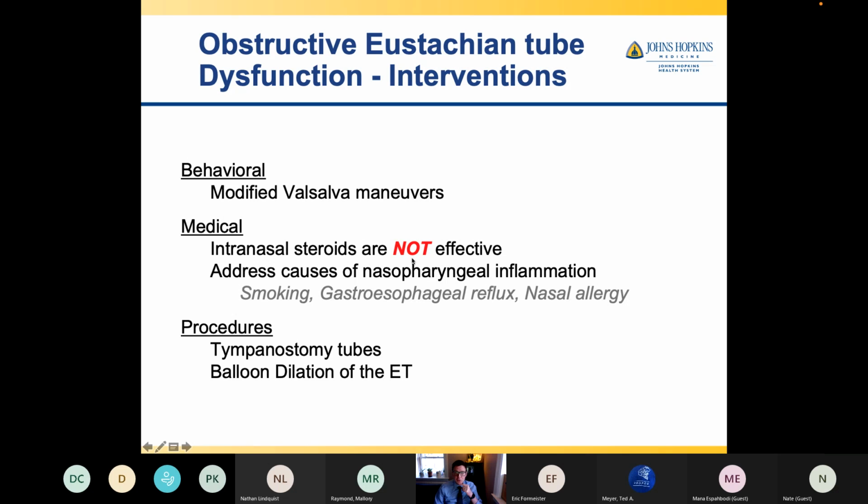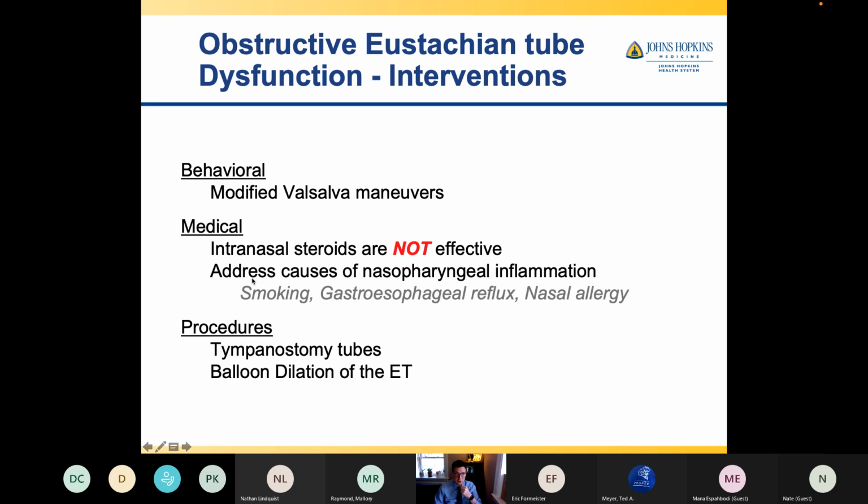Medical: intranasal steroids are not effective for otitis media with effusion or obstructive eustachian tube dysfunction. They may just not get to the right spot, but the Academy no longer recommends this as a treatment for obstructive eustachian tube dysfunction.